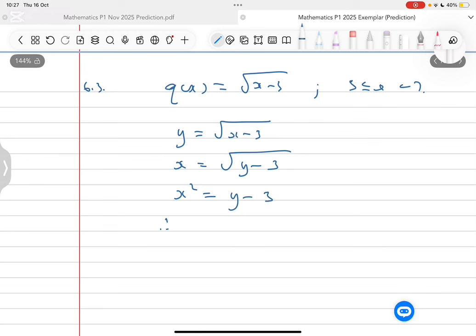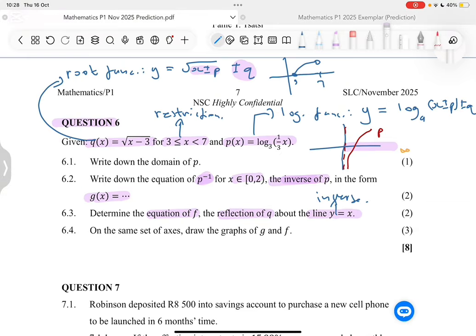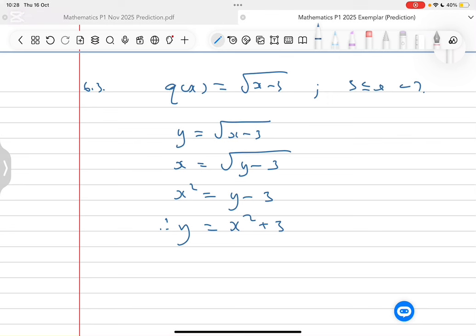And at this stage, I'm simply going to have my negative 3 come to this side, so that I now have x squared plus 3. And this will be the function in the form of y equals. But remember, on the question, we're looking for the equation of f. It means this function, after reflecting it about the line y equals x, becomes a new function f. So that means we are going to write this function in the form of f of x equals x squared plus 3x.